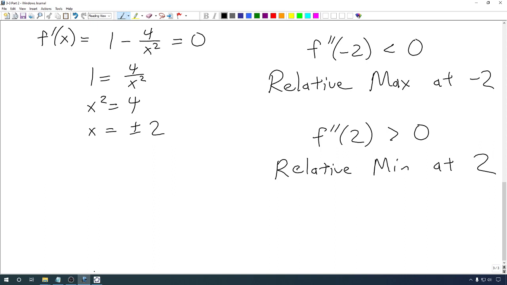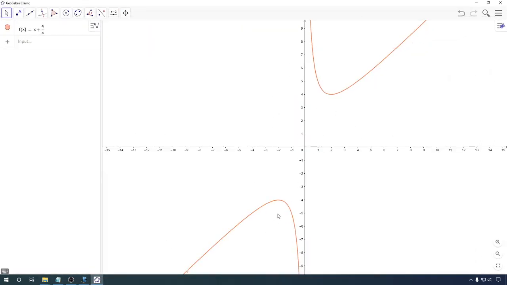And that lines up exactly with what we expected from our particular graph. At negative 2, we've identified what the x value actually was at this maximum point here. But it is a relative maximum. So negative 2, comma, whatever f of negative 2 is, which I guess is negative 4. But then at 2, and 2 comma 4, we have a relative minimum. We've identified those pieces of information about our particular function.